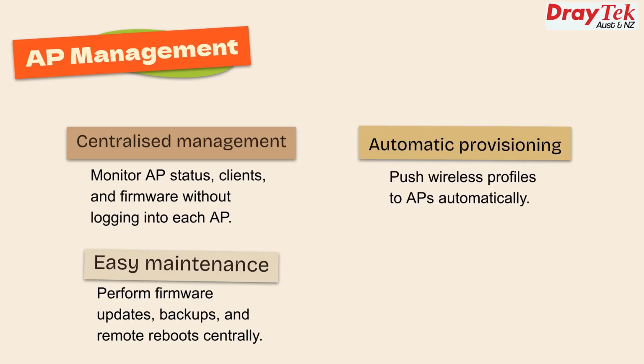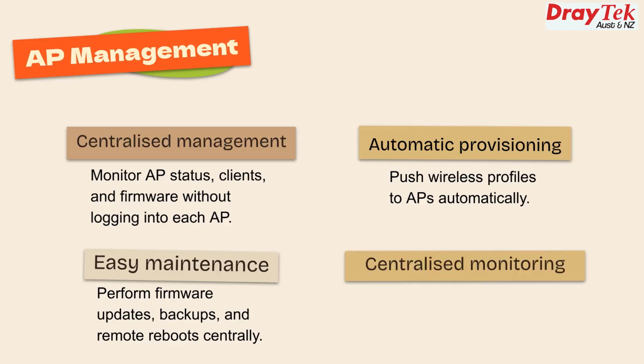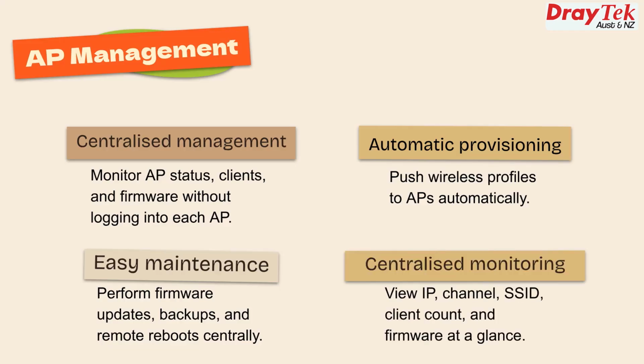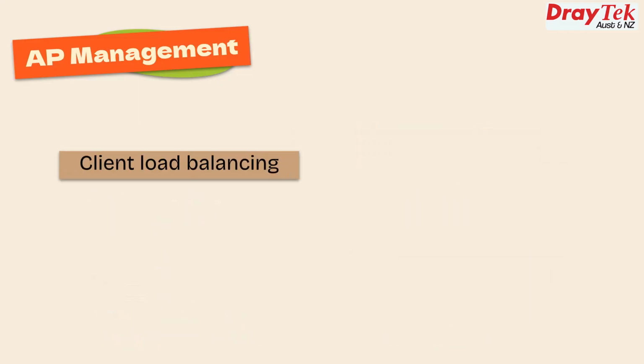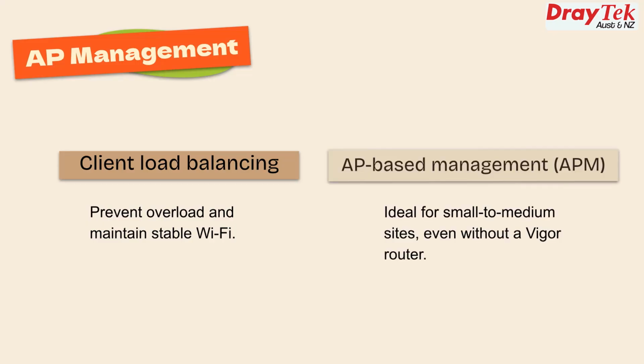Automatic provisioning allows you to create a wireless profile once and push it to multiple APs automatically, which saves a lot of setup time. You also get a centralized monitoring view, where you can quickly see each AP's IP address, channel, SSID, and client count. Client load balancing helps prevent any single AP from becoming overloaded, keeping Wi-Fi performance stable for users. And for smaller deployments, AP-based management lets you manage APs even without a VigorAP router on site.